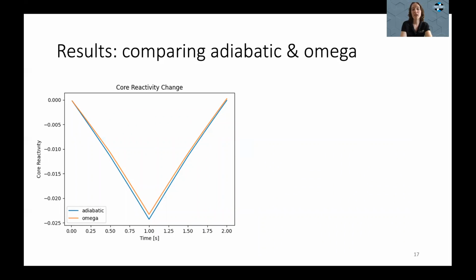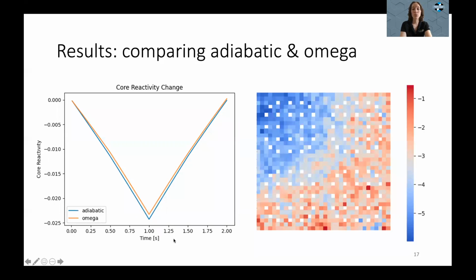When we compare the core reactivity, which is a global parameter for this transient, we see that there is a significant and visible difference between the omega method and the adiabatic method. What's really interesting, though, is looking at the spatial distribution of the error. We see that the error is highest at 5% here in the assembly that is experiencing the transient. In other words, the adiabatic method is not capturing the spatial tilt of this problem, whereas the omega method is, because each of these cells has a frequency associated with it.